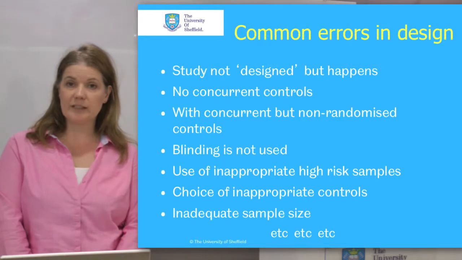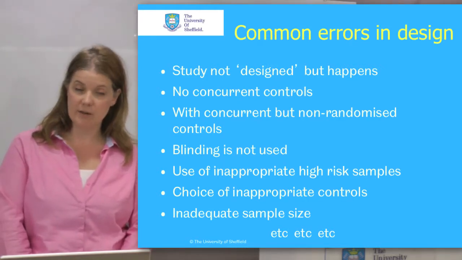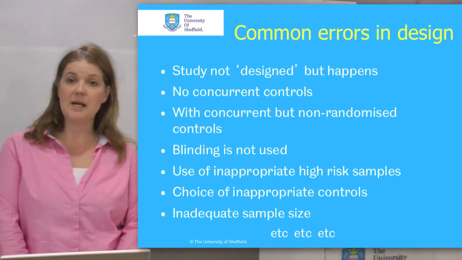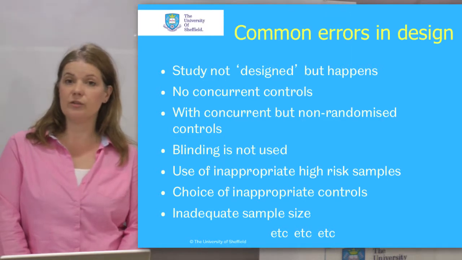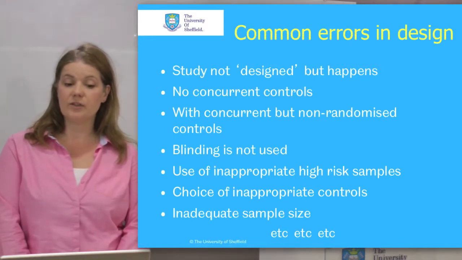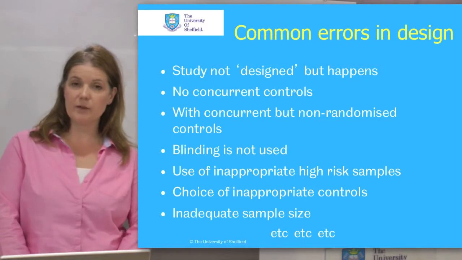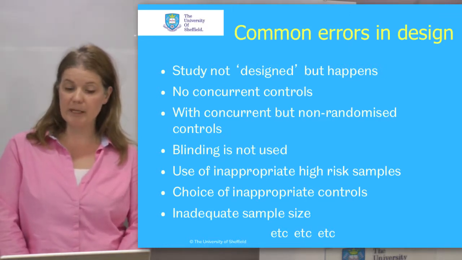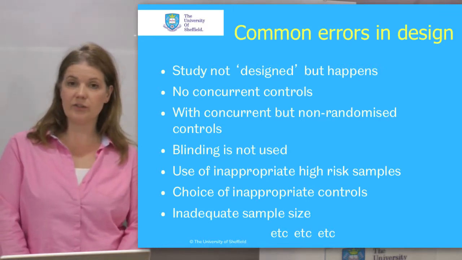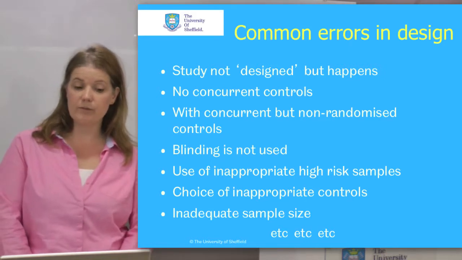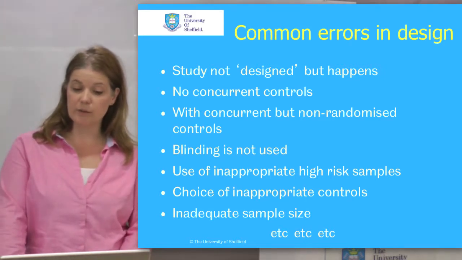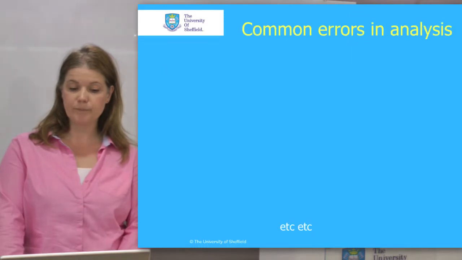And most importantly, in the design stage, we often see an inadequate sample size, or no power calculation for the appropriate sample size, which means that we don't know whether, if it's a treatment, the treatment's effective or not, or whether the sample size was just too small. So those are some of the common errors that we see. Obviously there are many more, but it's just to give you an idea of some of the things that you should look for when reading through a research article in relation to the design.